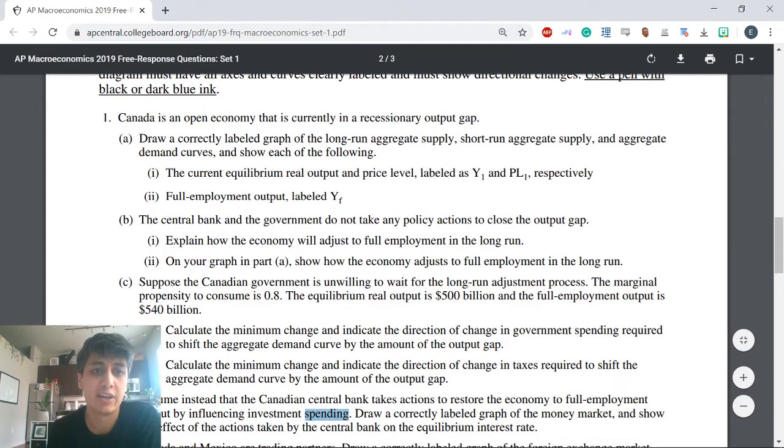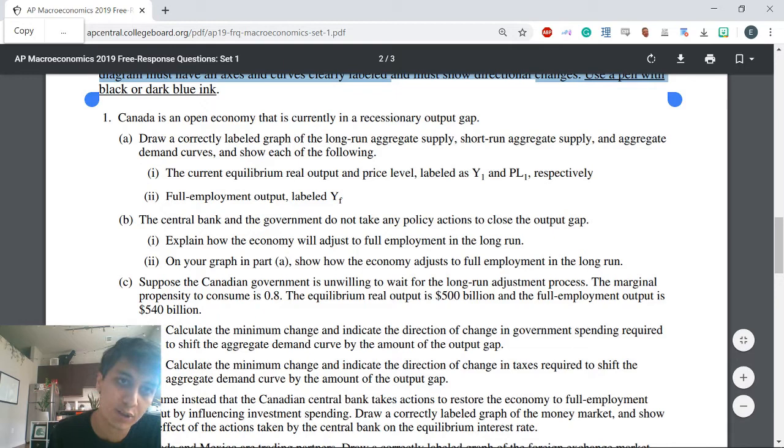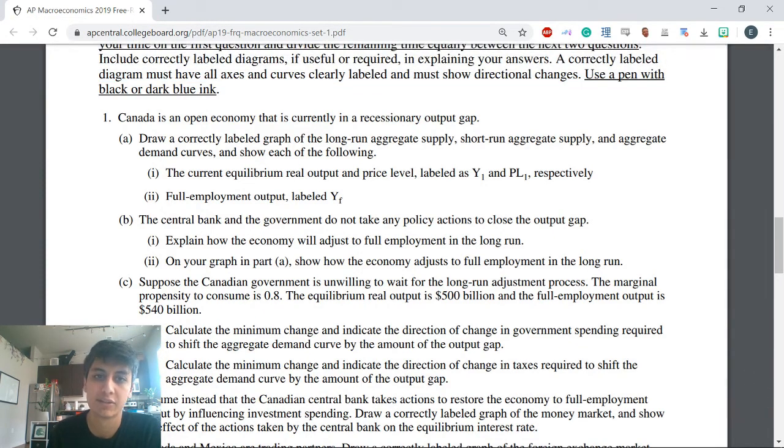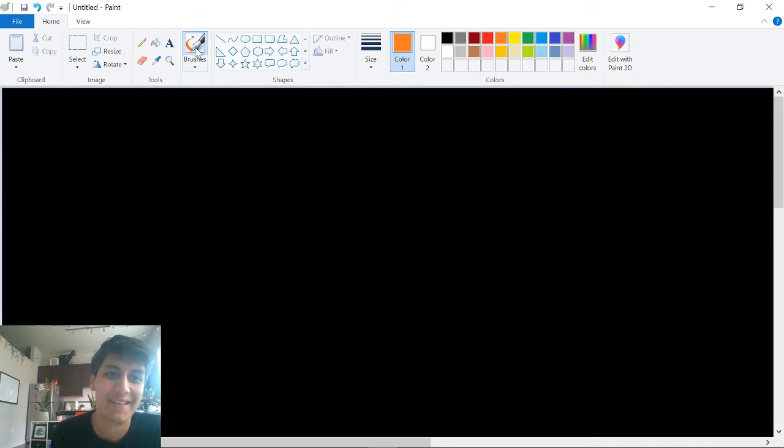And it wants us to draw a correctly labeled graph of long-run aggregate supply, short-run supply, aggregate demand, and, of course, label the current equilibrium and full employment output. So go ahead and grab a pen with black or dark blue ink, and let's graph along. Let's see if we can do this without looking at any notes. Let's go to the draw pad, and let's represent Canada. So we got the Canadian economy.